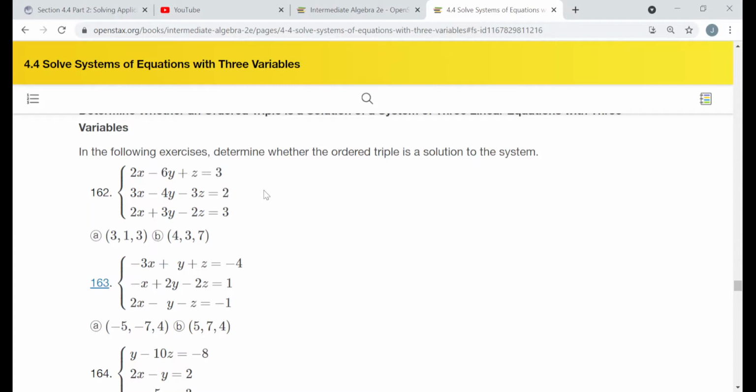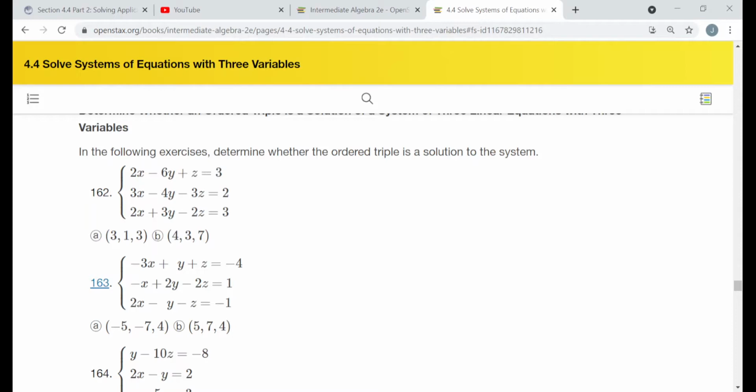The only way an ordered triple is a solution to the system is if every equation in that system is satisfied, is true. As soon as I find one equation that is false for that ordered triple, then we will say that that ordered triple is not a solution. It can't just satisfy one or two of them. It's got to satisfy all of them in order to be considered a solution.